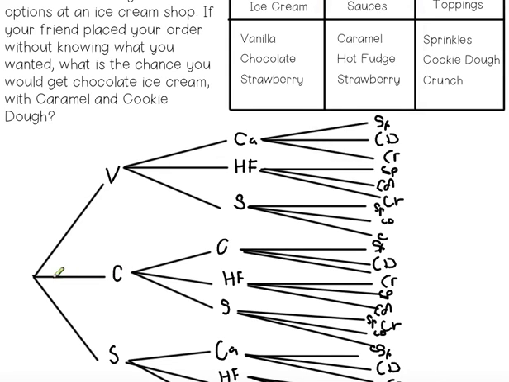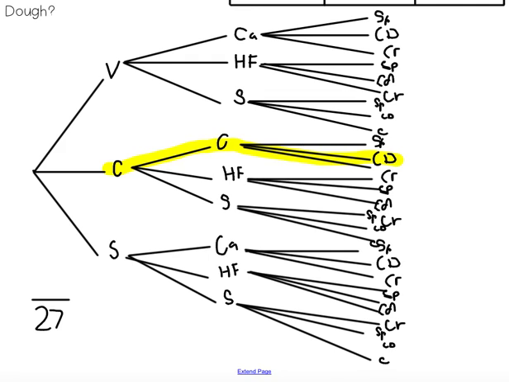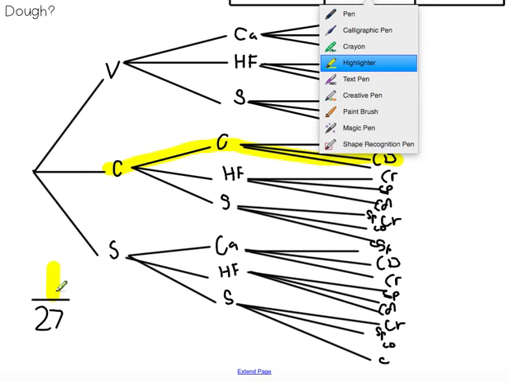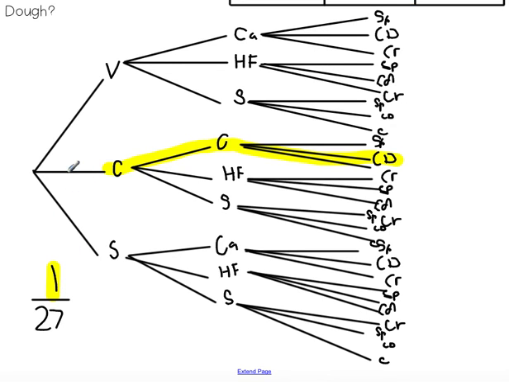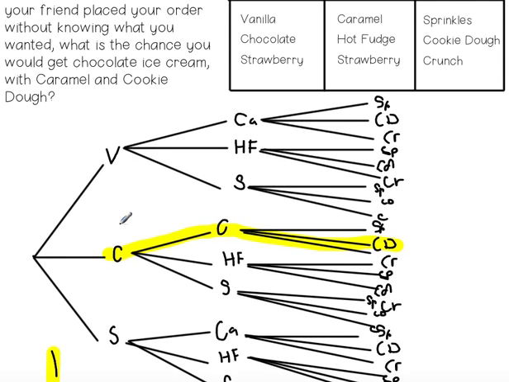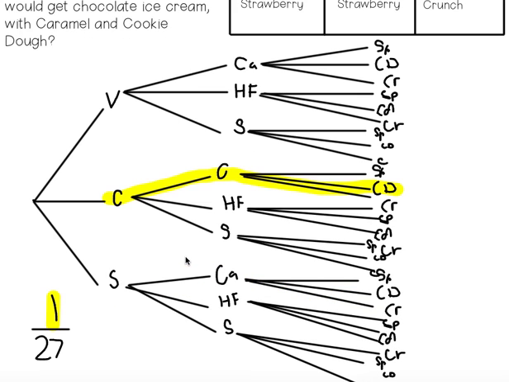So there's only one option that's going to be chocolate with caramel and cookie dough. So we have to kind of go down this path and then down the middle. So there is a 1 out of 27 chance that we will get the chocolate with caramel and cookie dough option that we want. So that's how you make the tree.